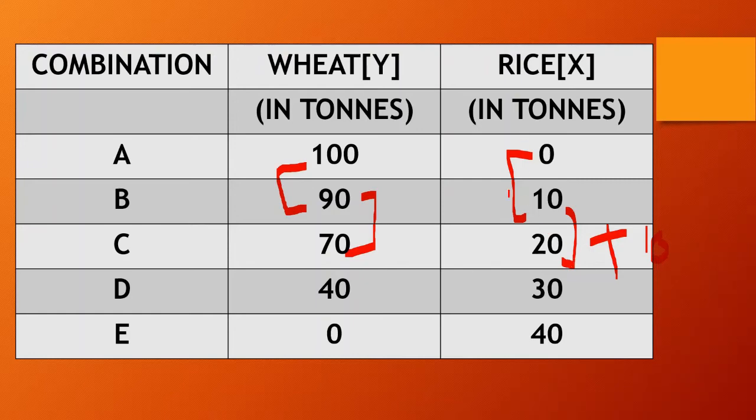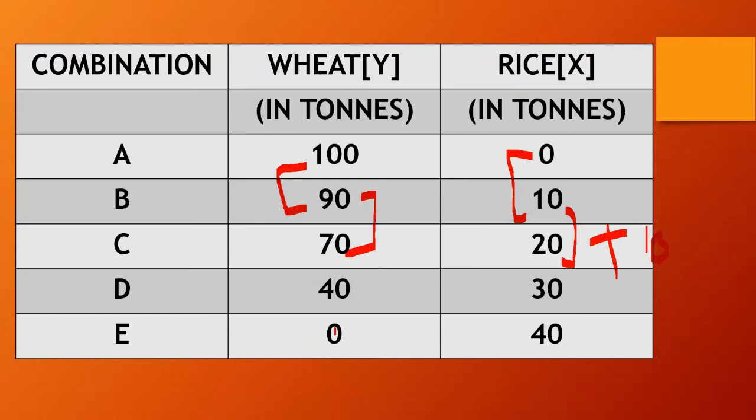So over here we are sacrificing units of production and over here we are adding units of production. From C to D, it has been reduced from 70 to 40 and from D to E it has been reduced from 40 to 0.